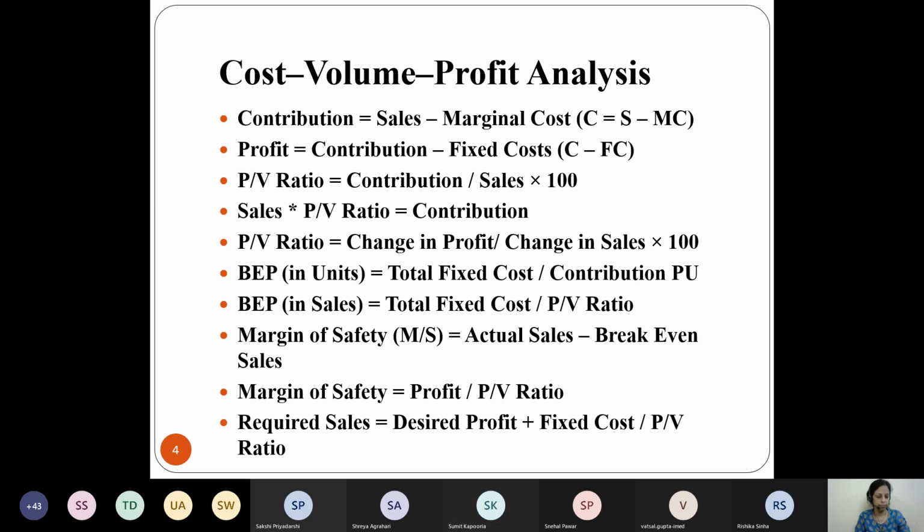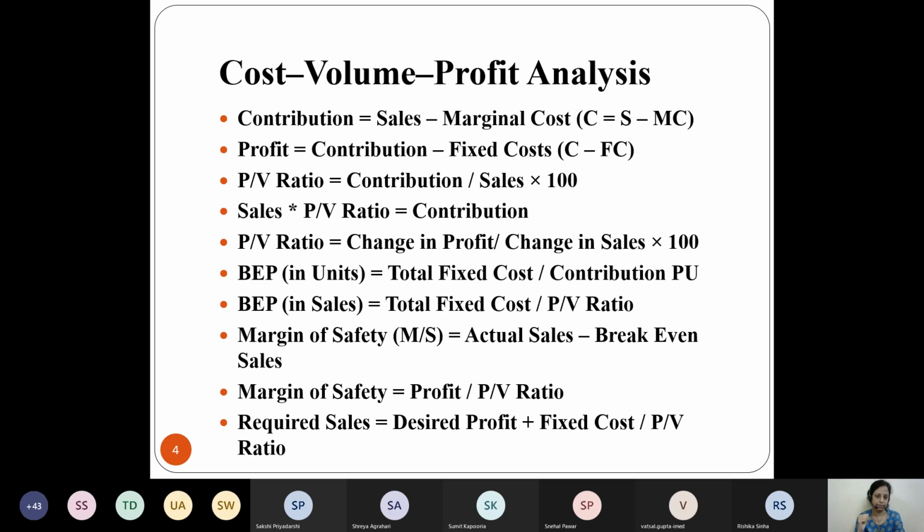Now, next term used in marginal costing is margin of safety. Means how much above you are from break-even sales. So the formula is actual sales minus break-even sales. Break-even point, no profit, no loss. How much above you are from break-even sales. Then for margin of safety, there is one more formula, profit upon PV ratio.